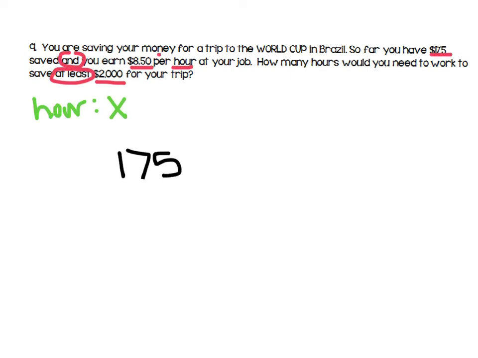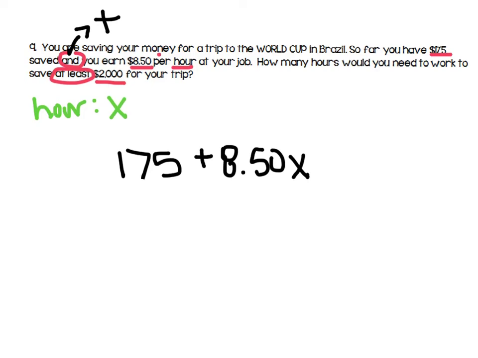$175. And hopefully we remember that the word and means to add. We're adding the $8.50 per hour. Per, hopefully you remember, represents multiplication. So $8.50 per hour, or in other words, 8.50x.